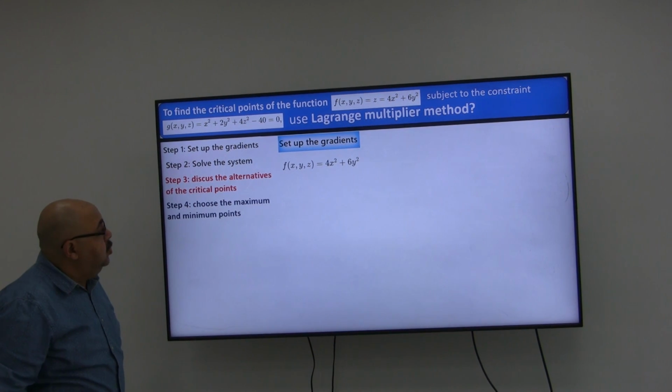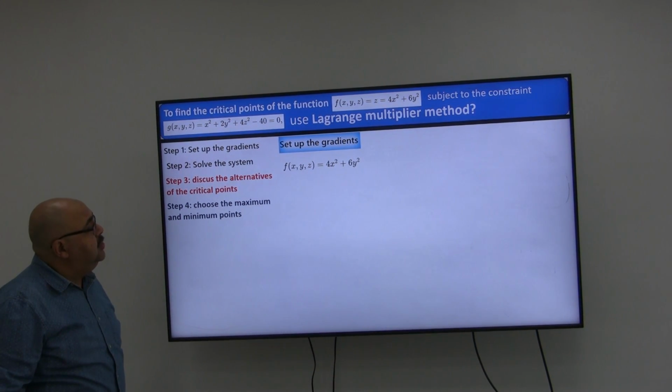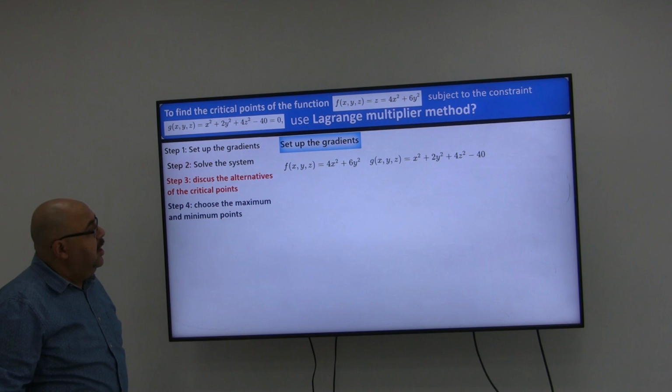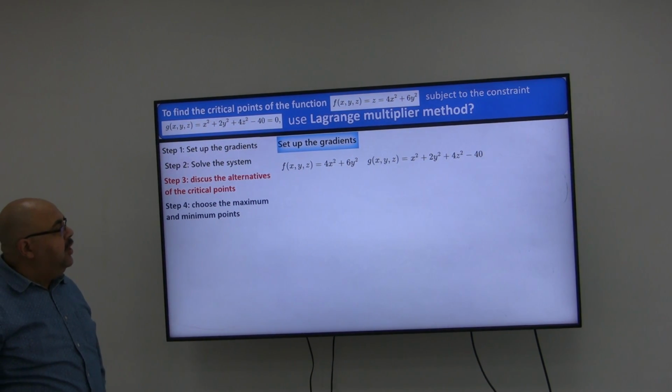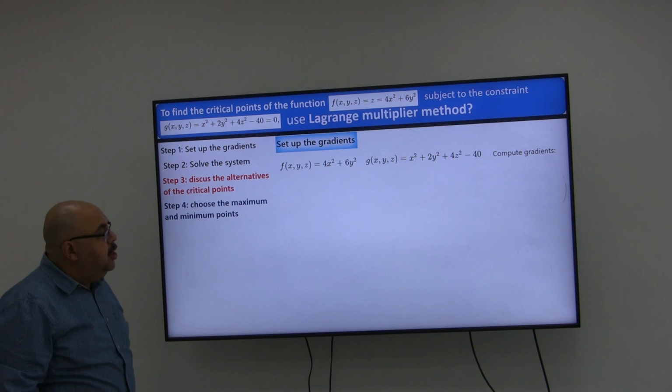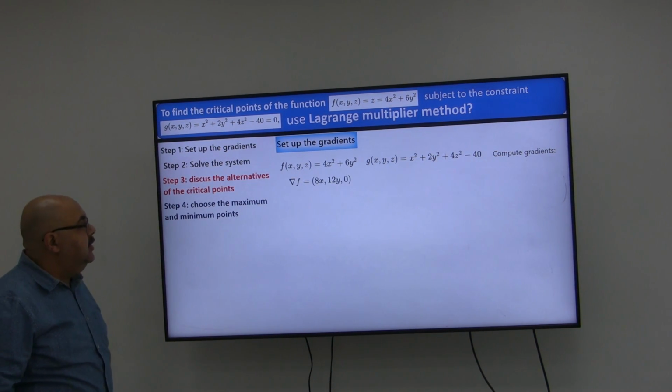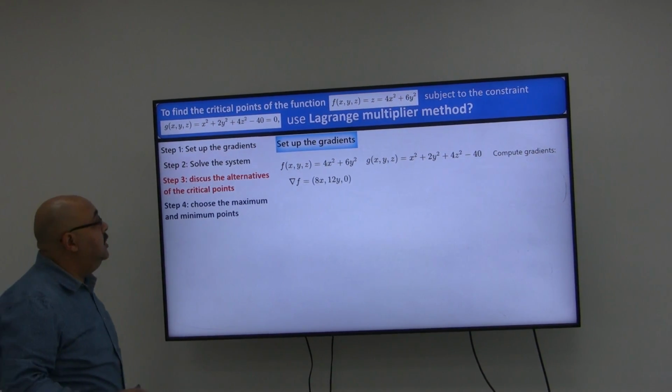So first of all, as I told you, I have f, which is 4x squared plus 6y squared. Then I have g, which is x squared plus 2y squared plus 4z squared equal to negative 40. Compute the gradient vector. So this is what I'm telling you about.